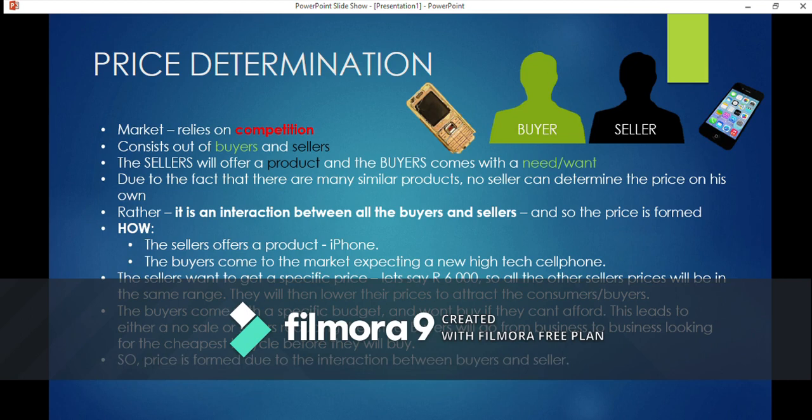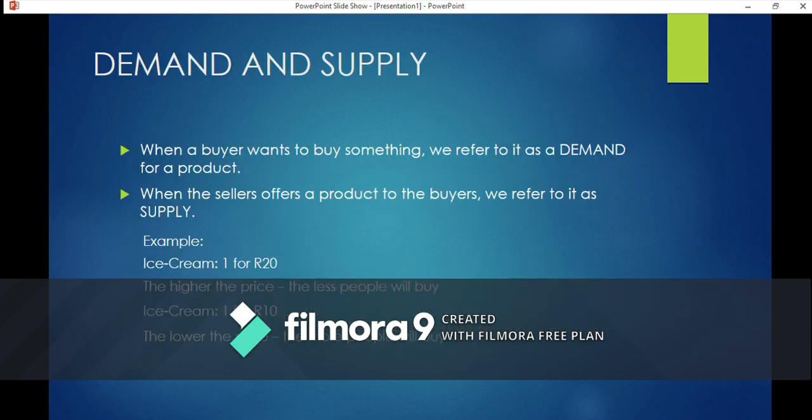Okay, so as we said, price is formed due to the interaction between buyers and sellers. If you can see my hands, you'll be able to see that I'm working it, and it's this massive interaction, this friction. Okay, so demand and supply. When a buyer wants to buy something, we refer to it as a demand for a product. So this buyer, he comes with his money. It's like in the previous lesson, Katlego, he wants to buy fish. He's got the demand. His grandmother wants a fish. She wants to cook dinner. So there's a demand, right?